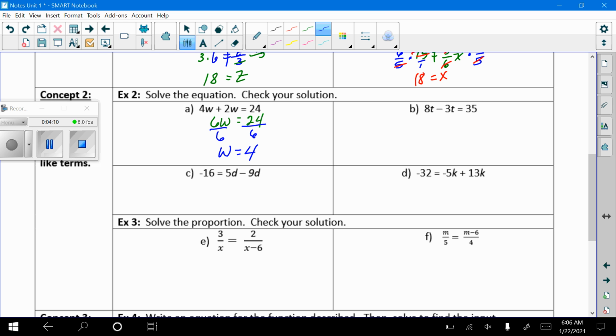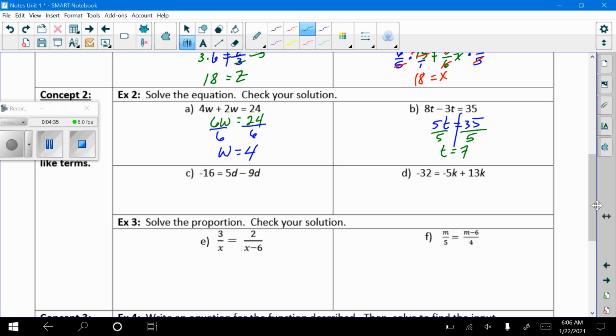Try this next one on your own, please. So pause and try it. So 8t take away 3t, or 8 teeter-totters take away 3 teeter-totters gives me 5 teeter-totters equals 35. Divide by 5, t is equal to 7.